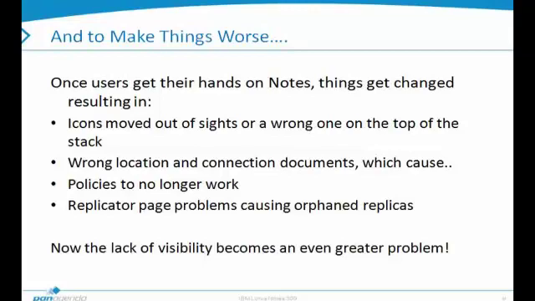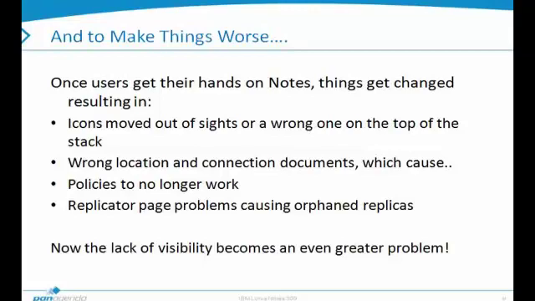So let's say it is something simple like the home server no longer matches what is supposed to be in the user's location document, and that happens to have the unfortunate effect of policies no longer working. So some of these issues multiply as they happen to the users. If the location document ended up being wrong, that ends up making issues on the replicator page. Now we're talking about orphaned replicas, and it just kind of gets worse from there.